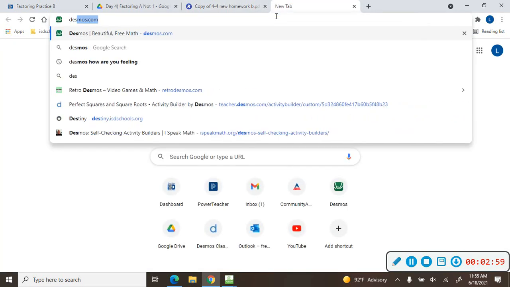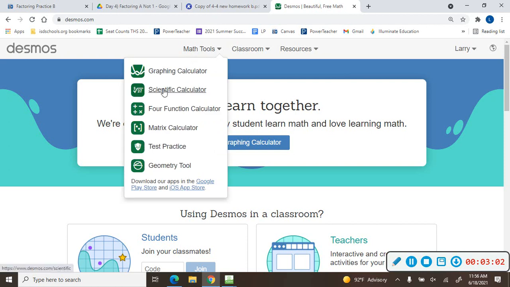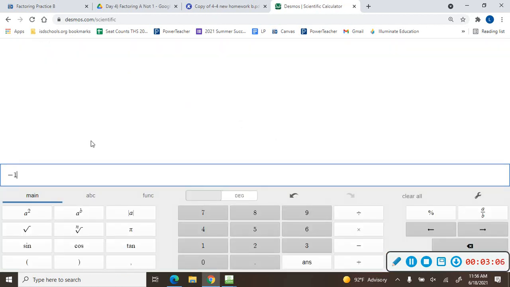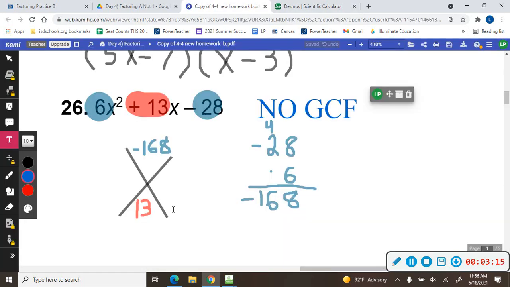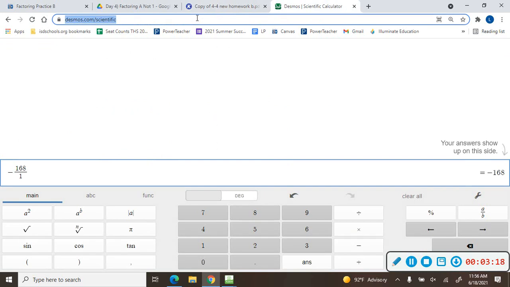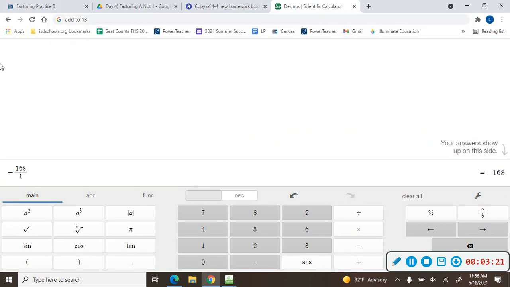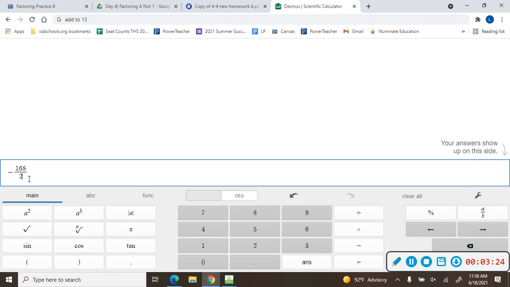One way I kind of like to do is if I just go to Desmos and I just play around with negative 168. If I divide that by 1, I get negative 168. Net 1 and negative 168 is not going to add to 13. Okay, remember I'm trying to get this to add to 13. What about 2? Nope, that's not. 2 and negative 84 will not add to 13. 3? Negative 56 plus 3 is negative 53. That won't work. 4? Negative 42 plus 4 is negative 38. Getting close. 5 does not go into this number.